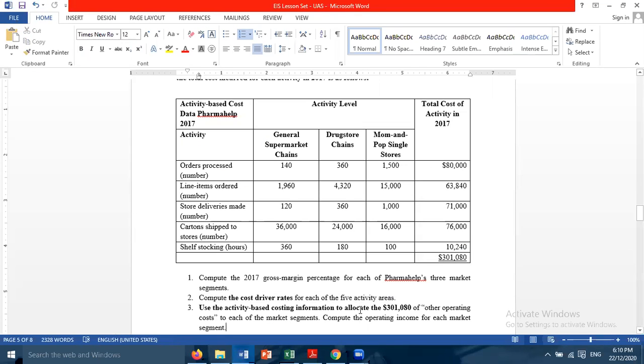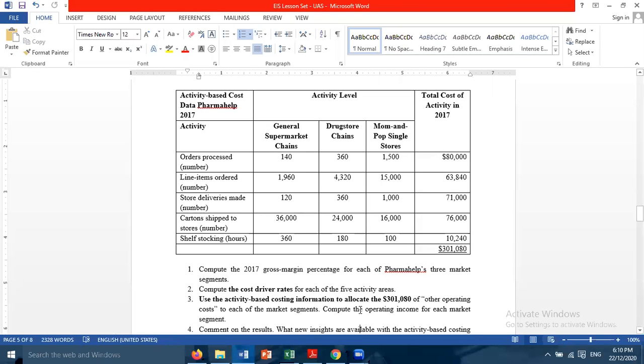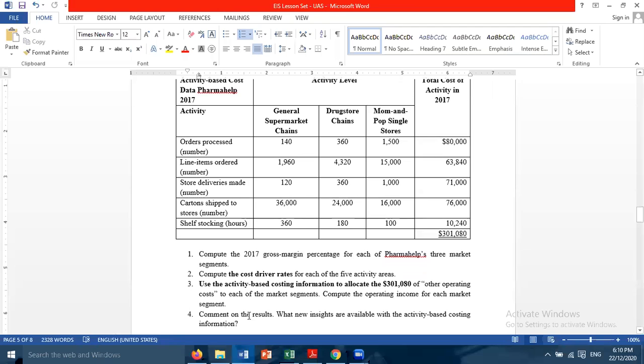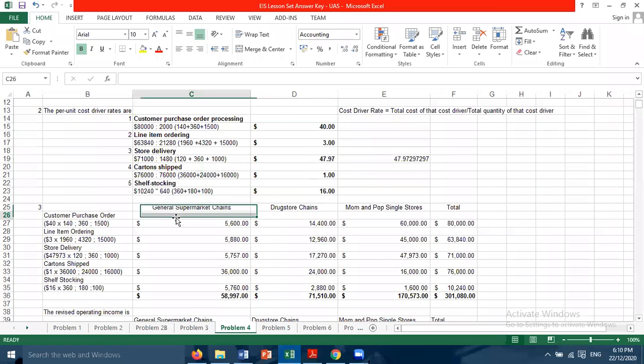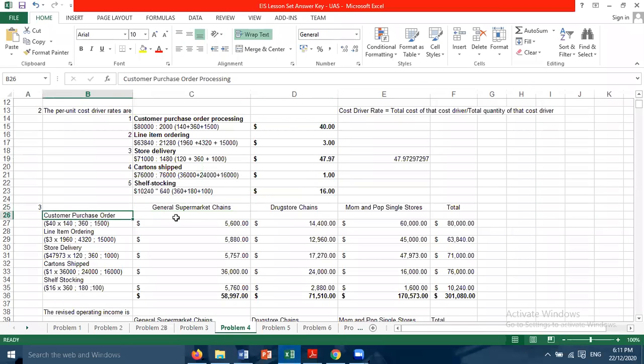Next, we'll go to number 3. Use the activity-based costing information to allocate the 301,080 of other operating costs to each of the market segments. Compute the operating income for each market segment. So we're asked to find the operating income of each segment and to allocate the operating cost to each segment as well. So first, we need to allocate the operating cost to each segment. Exactly how do we do that?